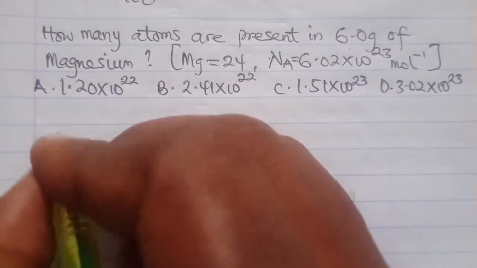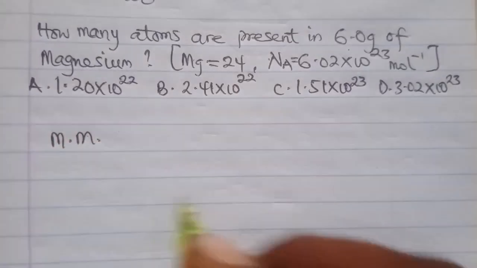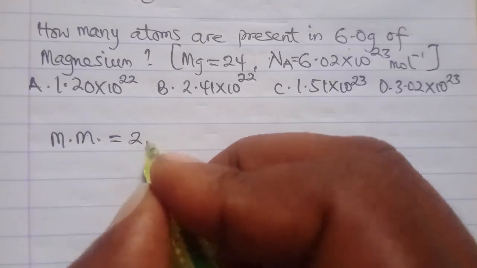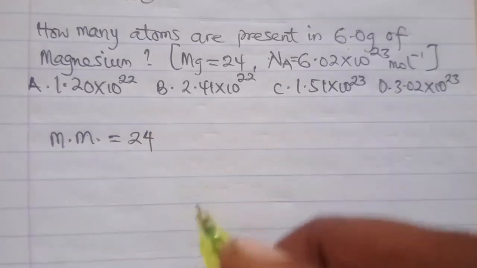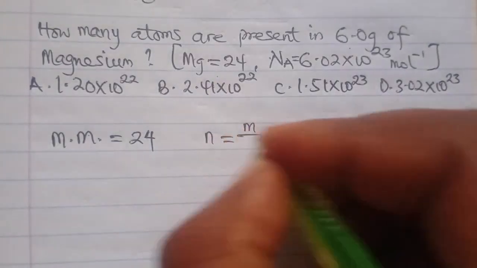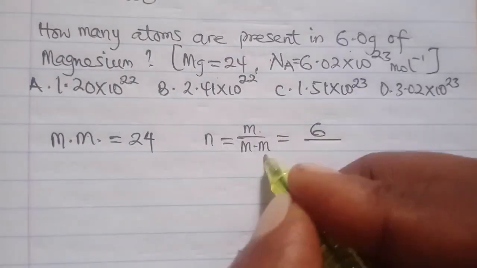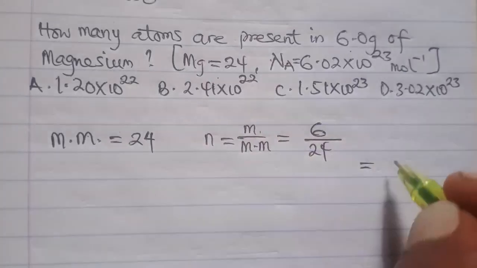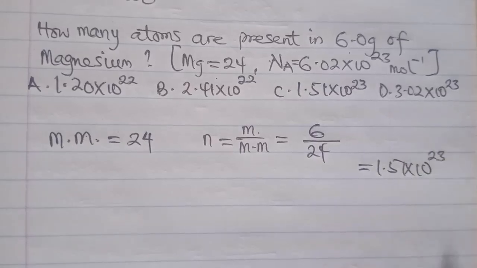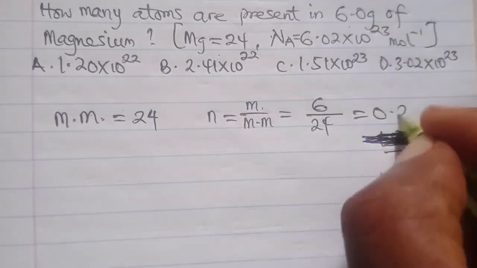Now we continue. The molar mass of magnesium is 24 grams per mole, it is given to us. So number of moles is equal to mass over molar mass. Therefore, mass is 6, molar mass 24. When you divide this, you get 0.25.